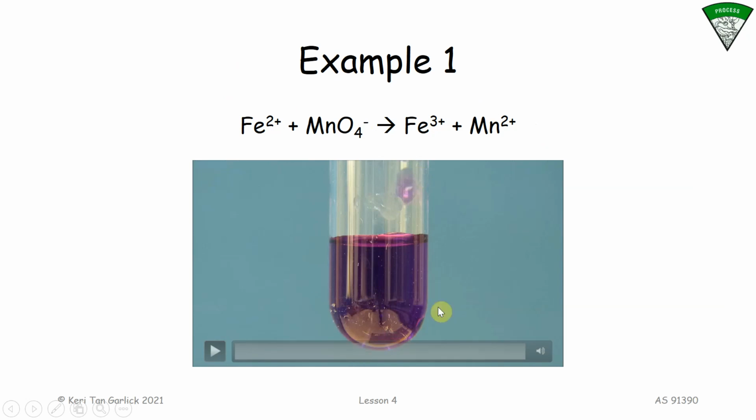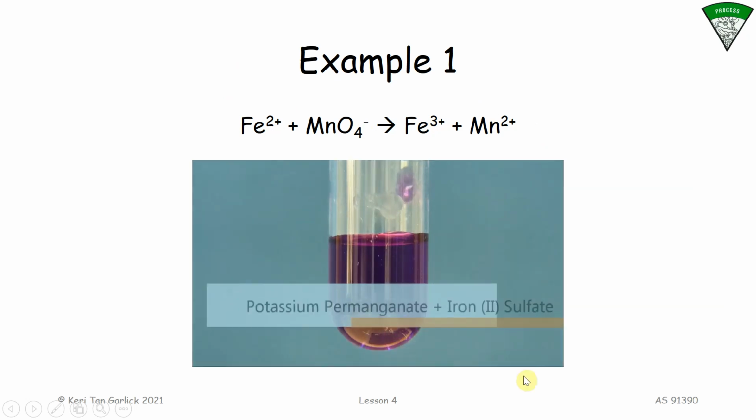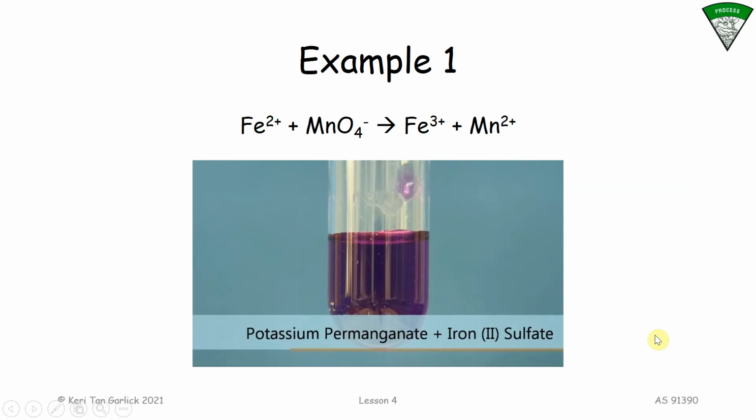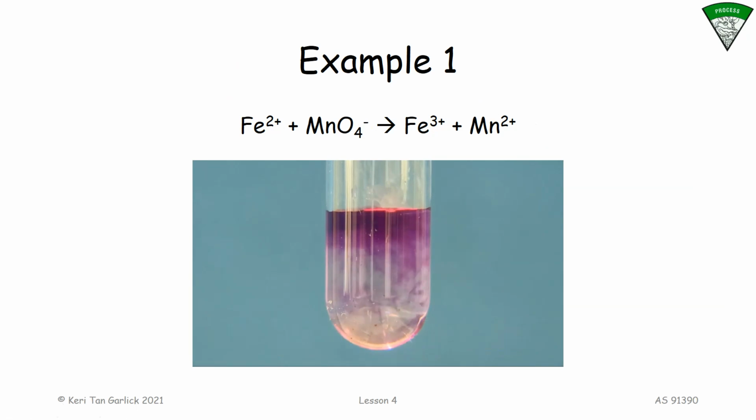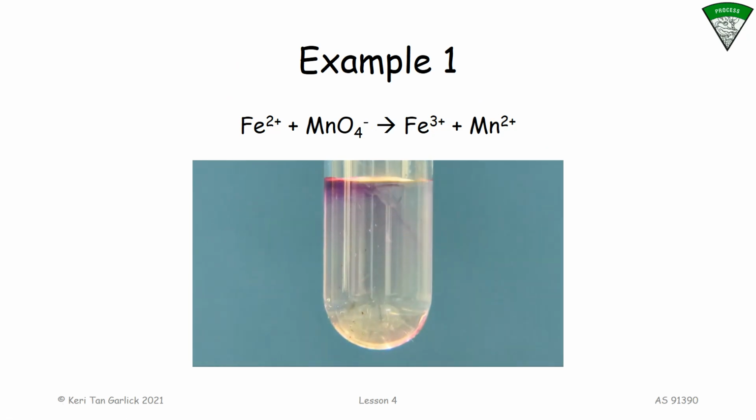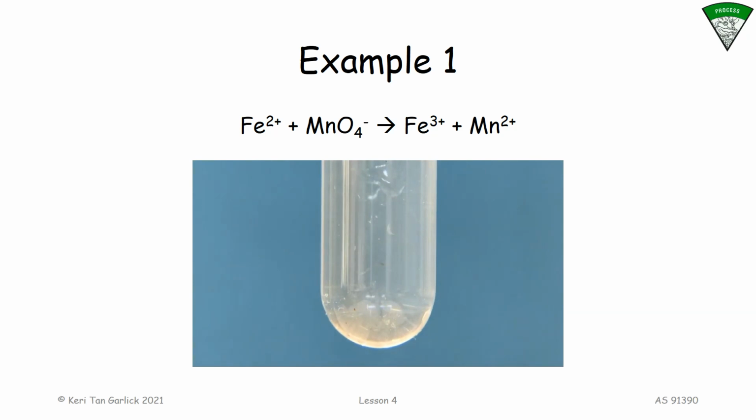To help visualize what's going on, I've put in a video that I'll play. Basically, it's the mixture of those 2 things. There's potassium permanganate, which is the purple color. You're adding iron to sulfate, which is a pale kind of green. What you should observe when you mix those 2 things together is that the solution goes colorless. This only occurs if the permanganate is acidified. If it's not acidified, it will instead turn brown. But that's what we're looking at in that first reaction.